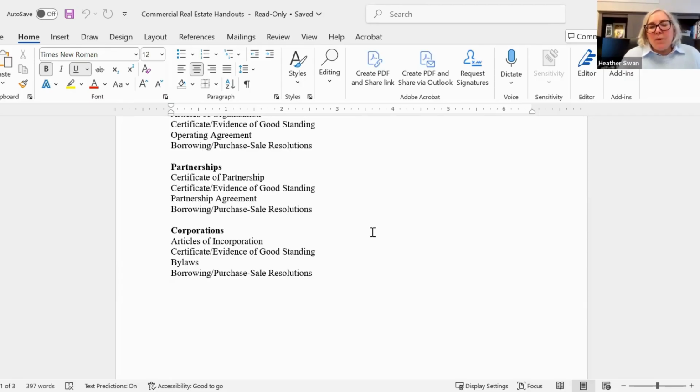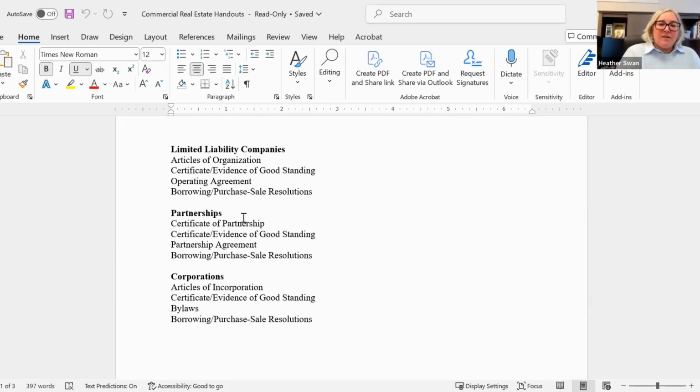And then a corporation, same situation. The articles of incorporation form the corporation and are filed with the state. The bylaws are the governing provisions that control how the corporation is to be run. You have your certificate of good standing again, and then you have your resolutions.